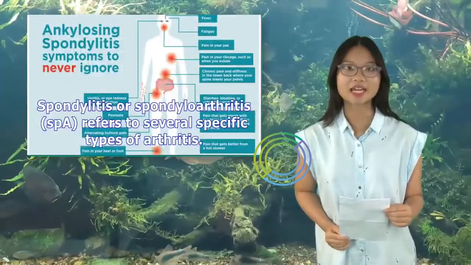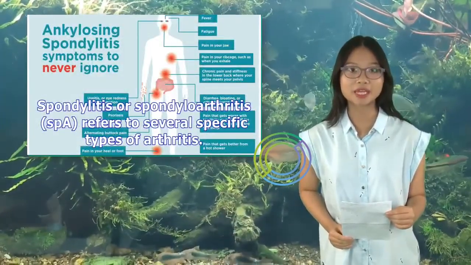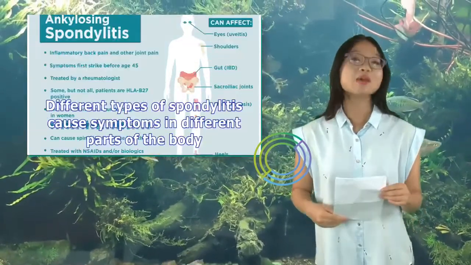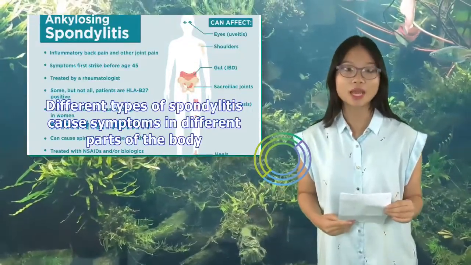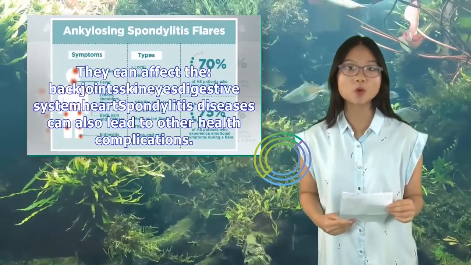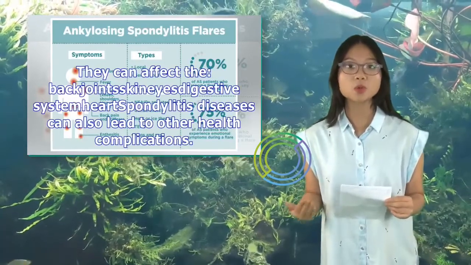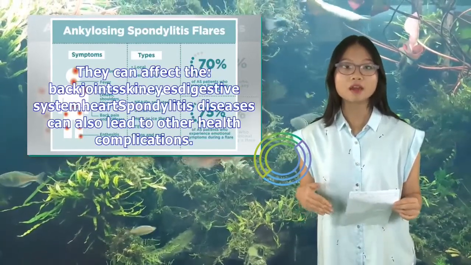Spondylitis, or spondyloarthritis (SPA), refers to several specific types of arthritis. Different types of spondylitis cause symptoms in different parts of the body. They can affect the back, joints, skin, eyes, digestive system, and heart. Spondylitis diseases can also lead to other health complications.